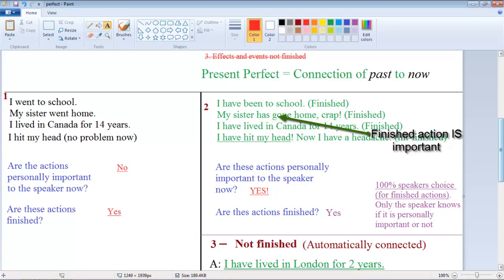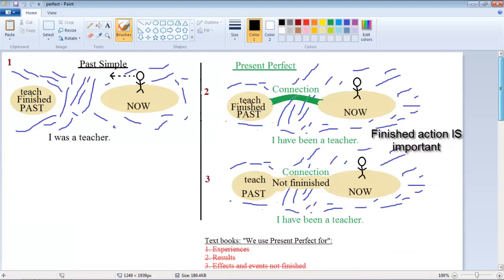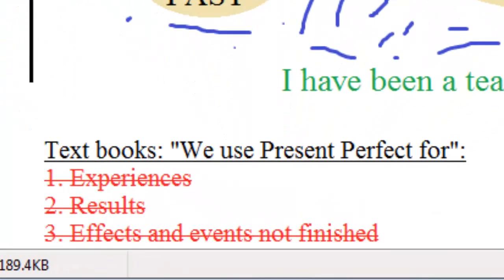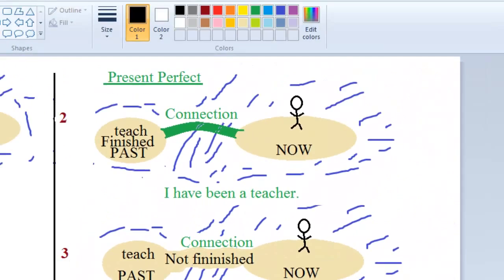Maybe, for example, I meet some people from Canada and very quickly I get excited and I say, hey, I have lived in Canada. Lastly, I have hit my head. This is personally important to me now because I have a headache because I hit my head. Remember again, the textbook rules that we use present perfect for experiences, results, effects. No. These are horrible small little rules that can be broken all the time.